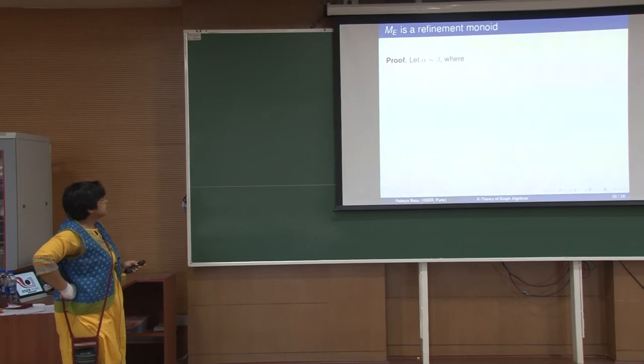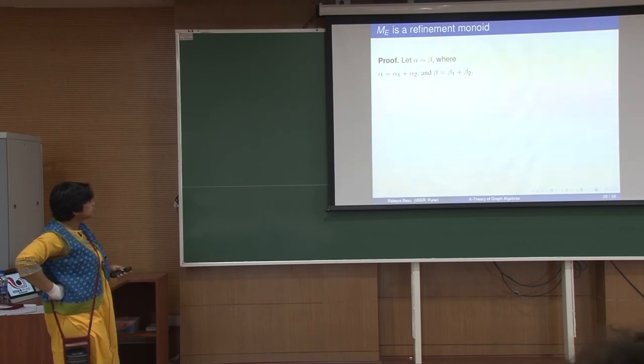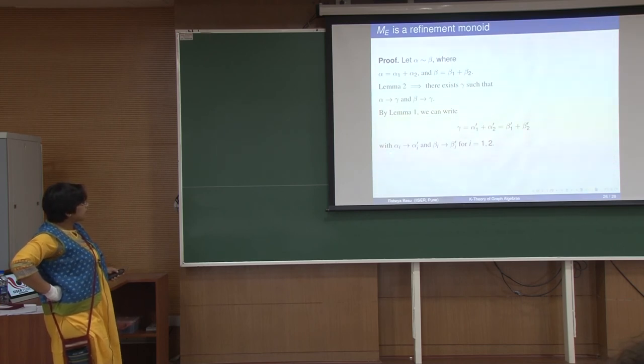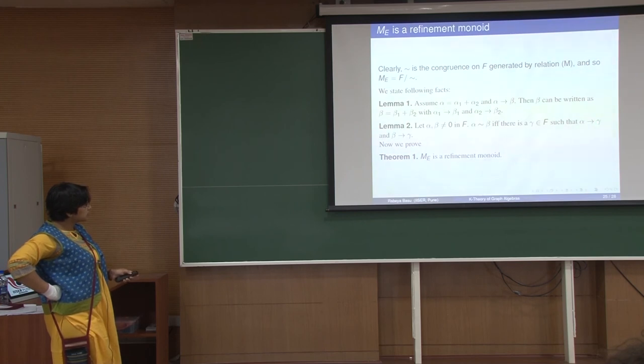So let alpha be related to beta, and alpha is alpha 1 plus alpha 2, and beta is beta 1 plus beta 2. So lemma 2 implies there exists gamma such that alpha goes to gamma and beta goes to gamma. Then by lemma 1, we can again break gamma into two parts. If alpha is this, then one can break beta as beta 1 plus beta 2, with alpha 1 going to beta 1 and alpha 2 going to beta 2. That means first we are using lemma 2 to get this gamma, and then by applying lemma 1 we are getting this.